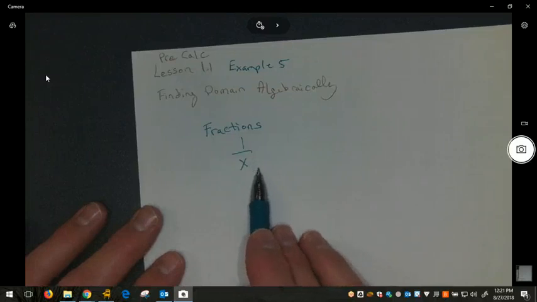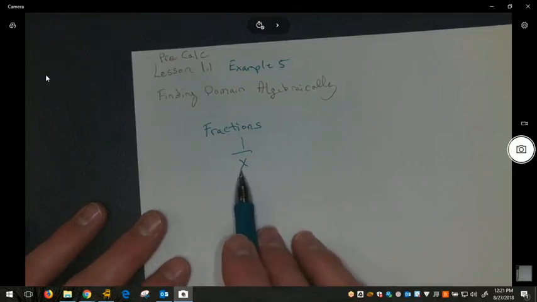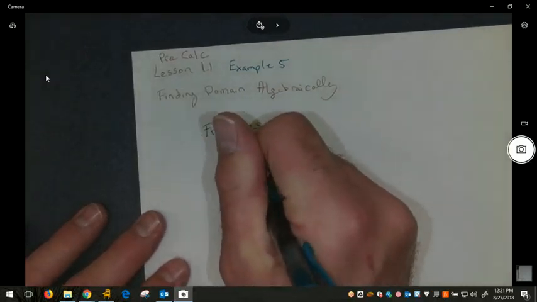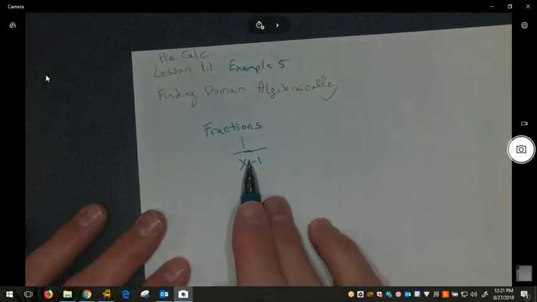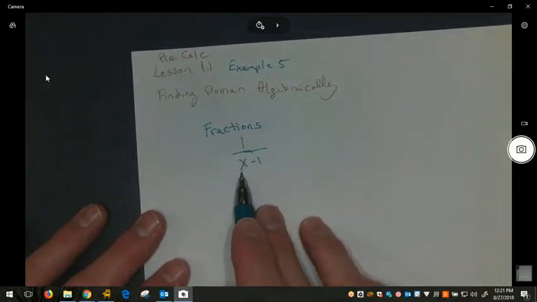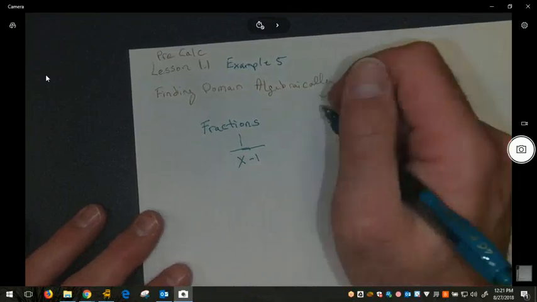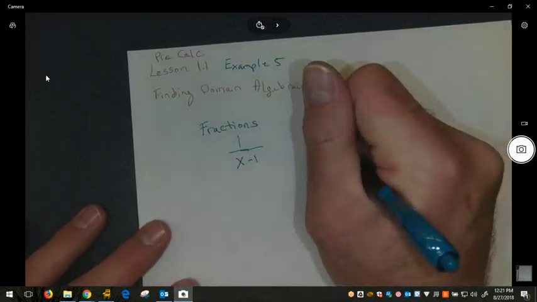But if there were other expressions around this, or a factor of x minus 1 down here, then it would be the value of 1 that would make this 0. So x could not equal 1. So fractions are one thing. The other thing is radicals.